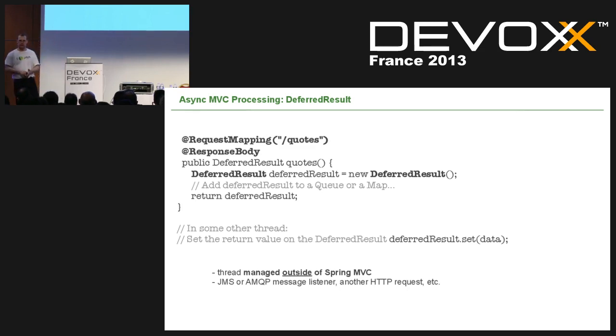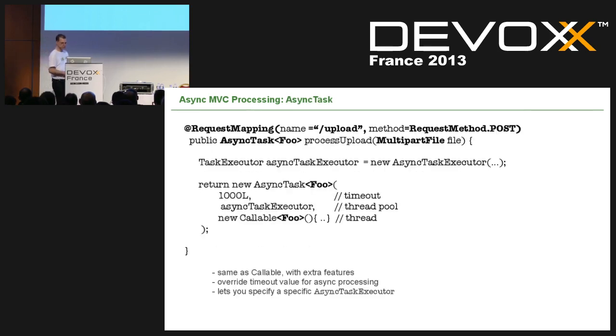Okay? So this is good for having a web endpoint that deals with something that's happening outside of the web server. Maybe a chat system or stock ticker feed or whatever.